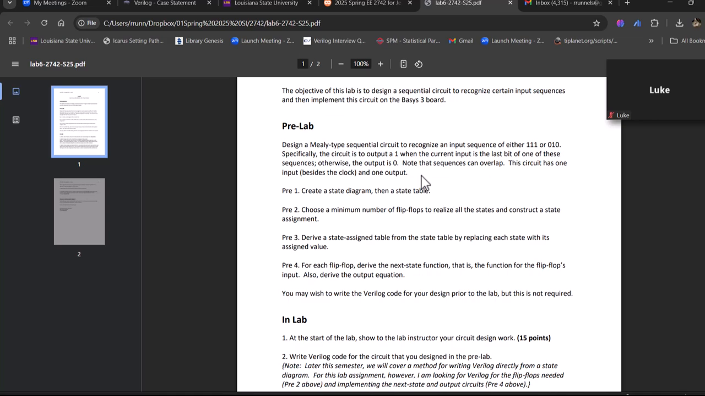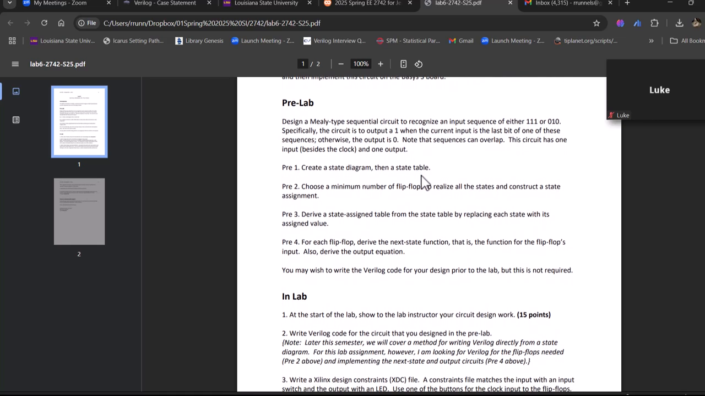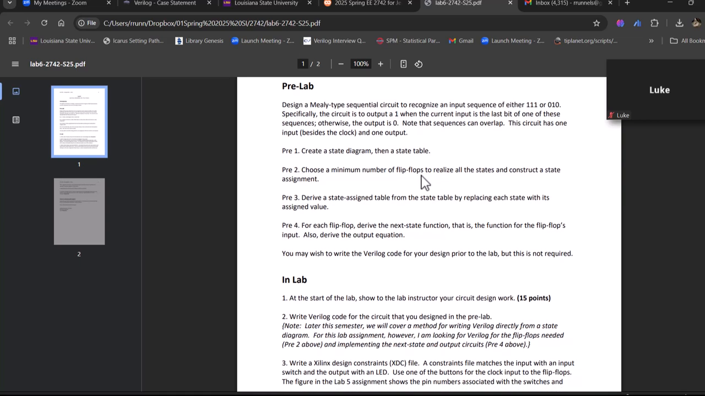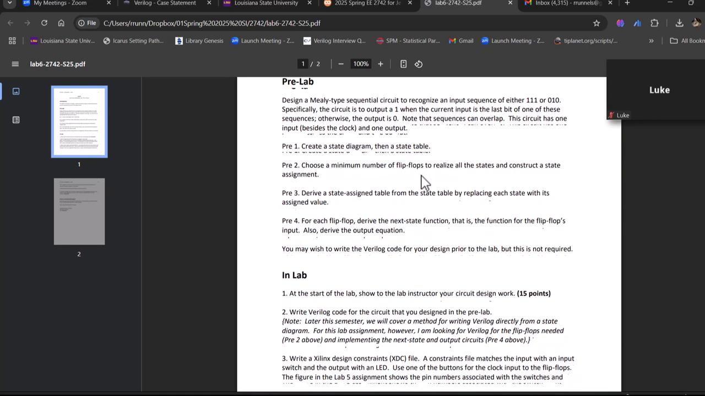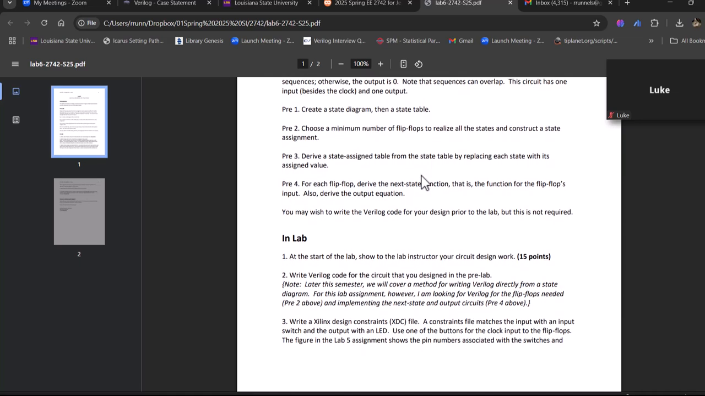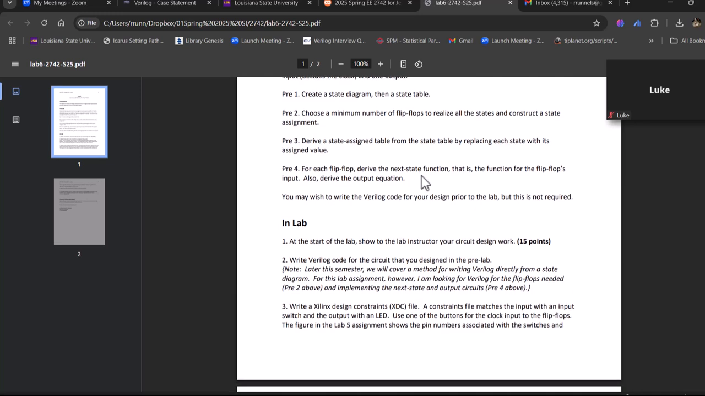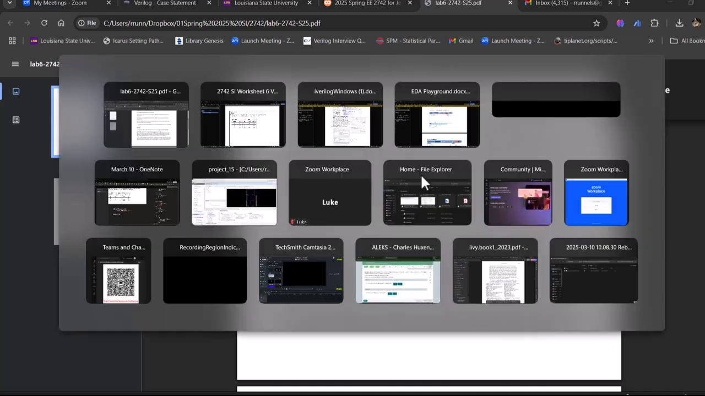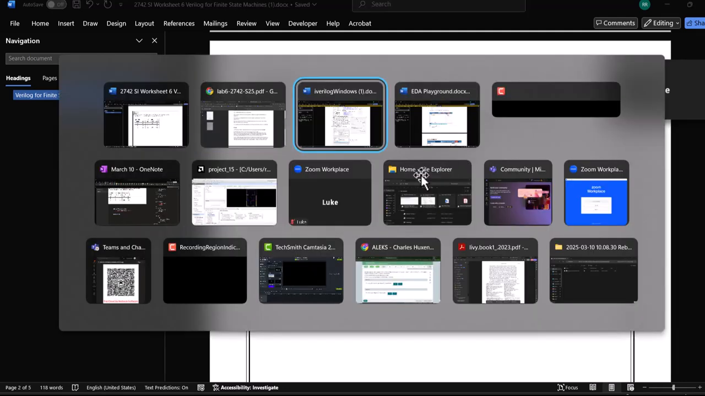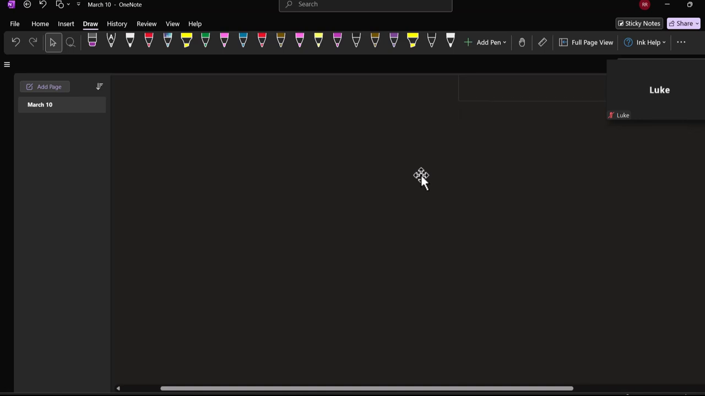Pretty straightforward. Create a state diagram, then a state table. Choose a minimum number of flip-flops to realize all the states. Construct a state assignment. For each flip-flop, derive the next state function, that is the function for the flip-flop's output. Also derive the output equation. You may wish to write the Verilog for your design prior to lab, but this is not required. We're going to look at the Verilog, and then we'll do the other stuff, because at this point the Verilog will be pretty straightforward now that you know how to do a finite state machine.